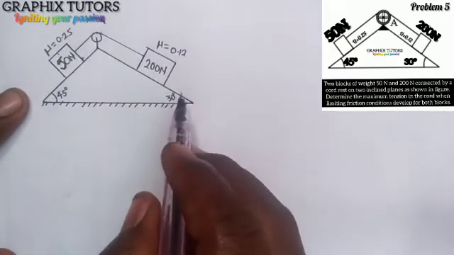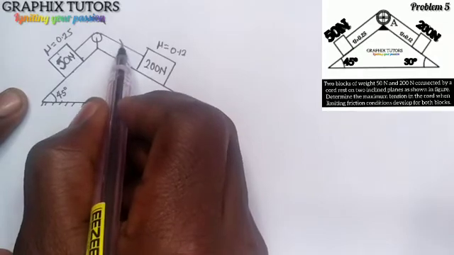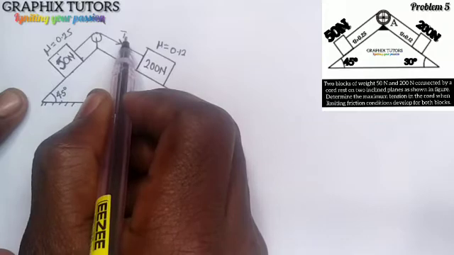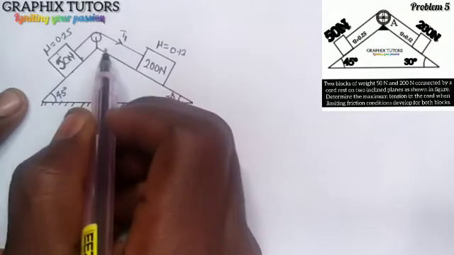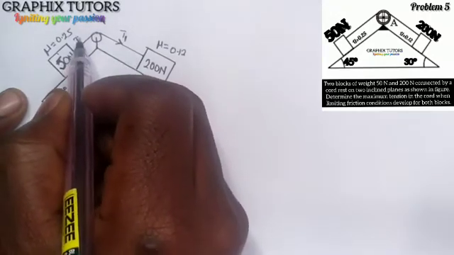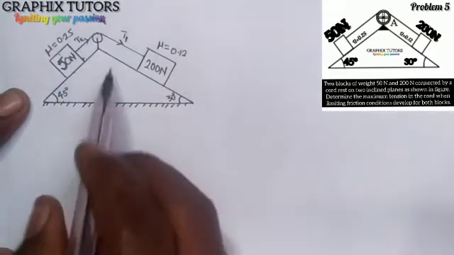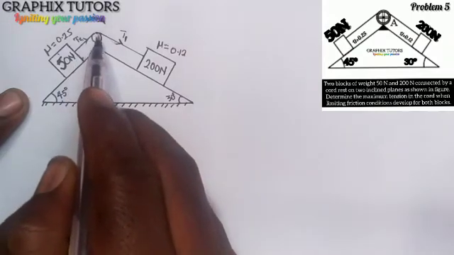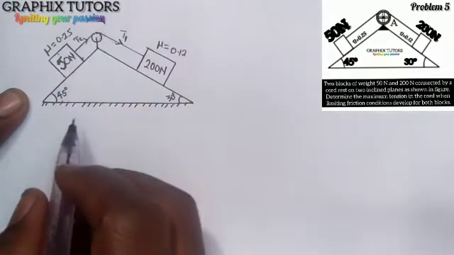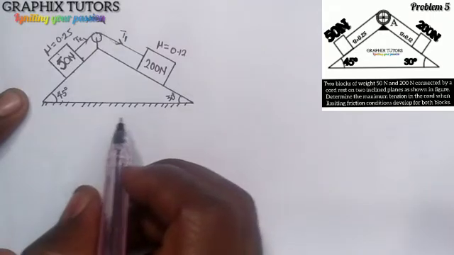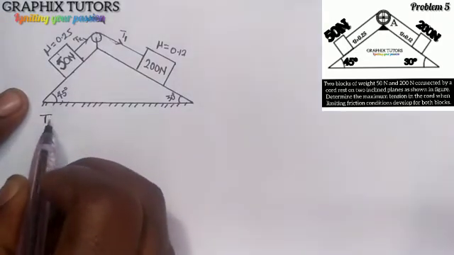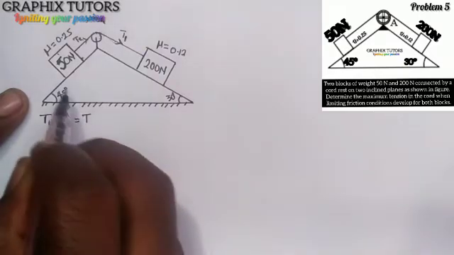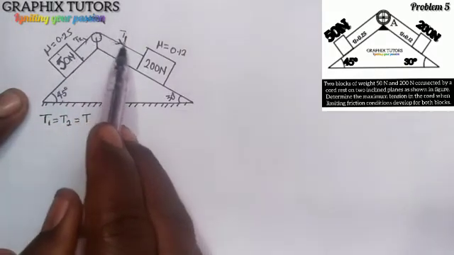So it will pull this one to the other side. Because of that, there's a tension here. Let me call the tension here T1, and here T2. Now because this is a pulley, there should not be friction on the string. So it means that because of the pulley, T1 is equal to T2 is equal to T. The same tension will be experienced throughout the string.